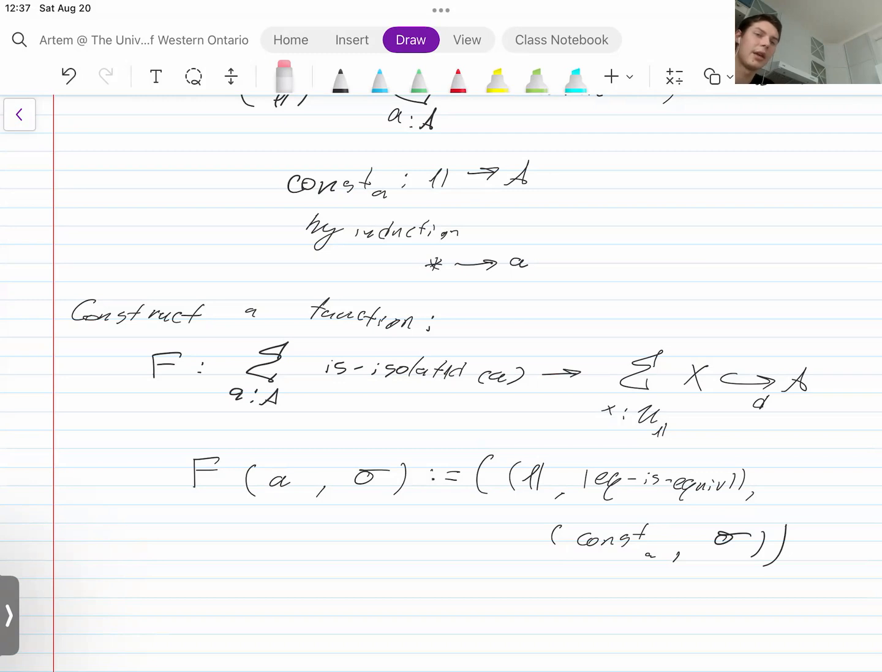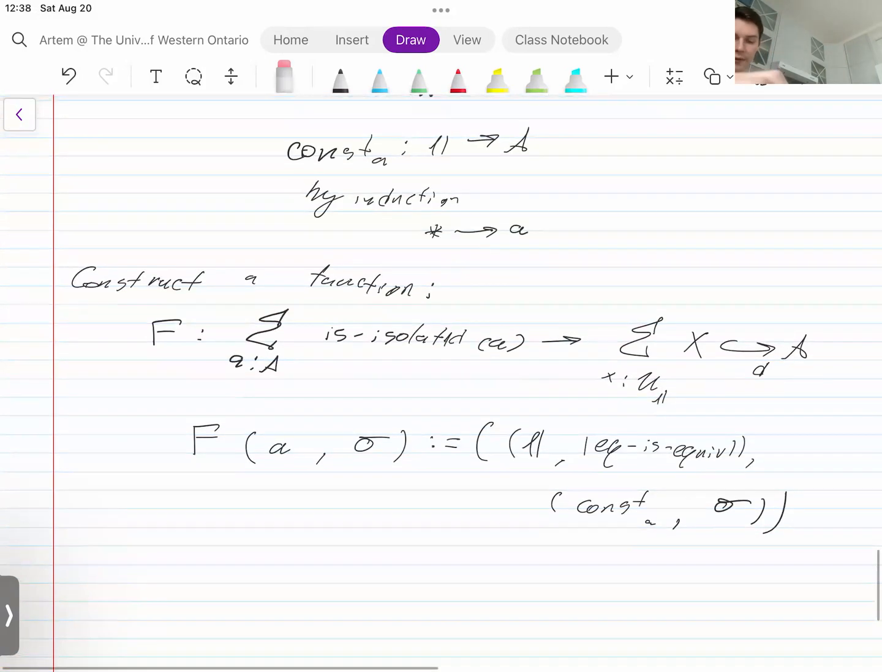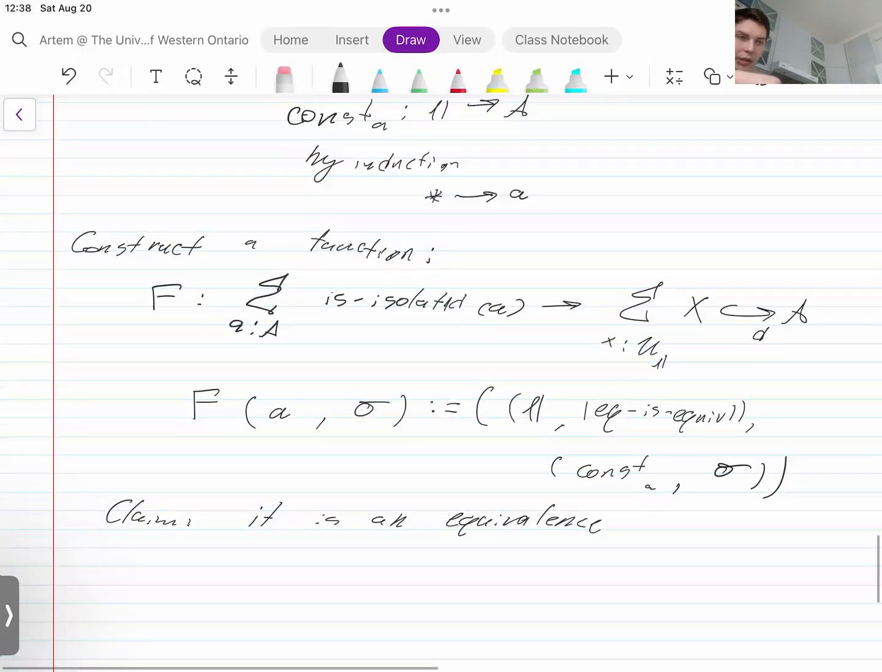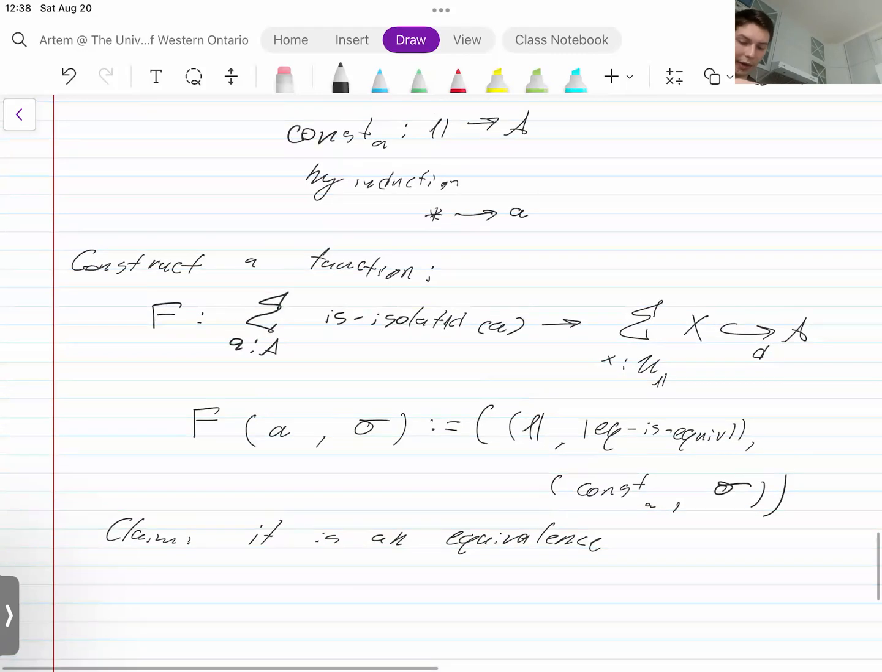Okay, nice. What else? So we've constructed a function. Claim: it is an equivalence. And so how do we check that it's an equivalence? Well, check the fibers.